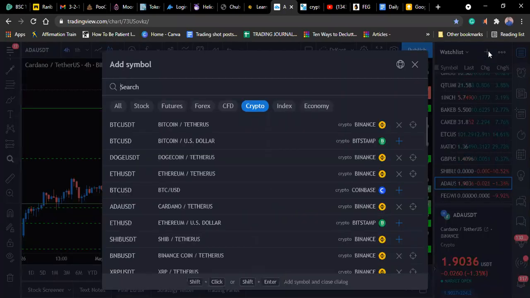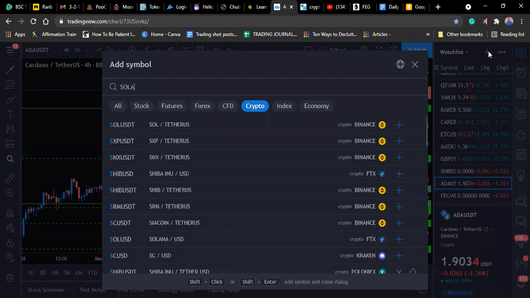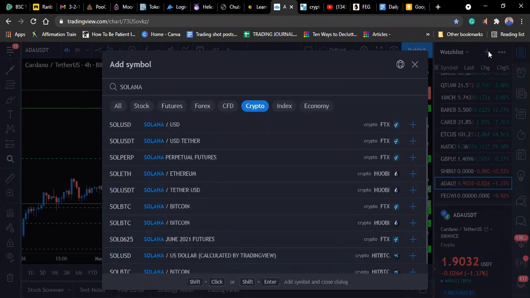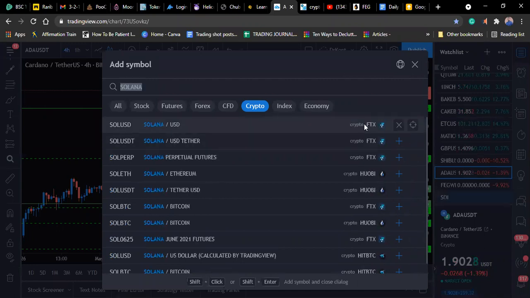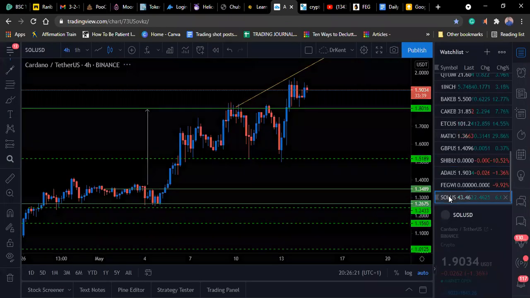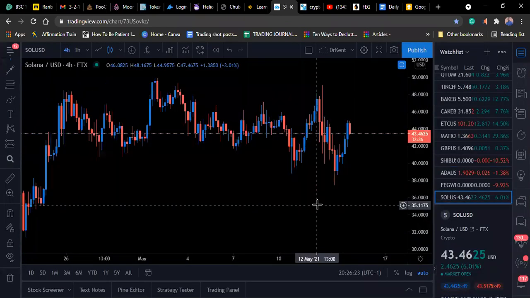I can decide to add another pair. Let me add Solana. Solana USDT. Then I choose the exchange. This is FTX exchange. Solana has been added. This is Solana.